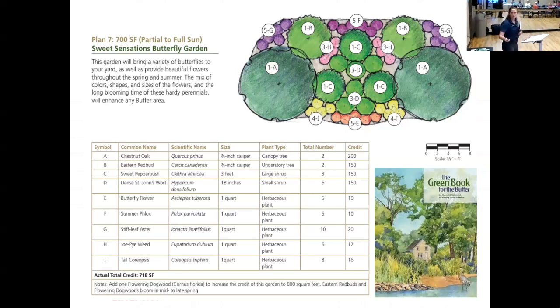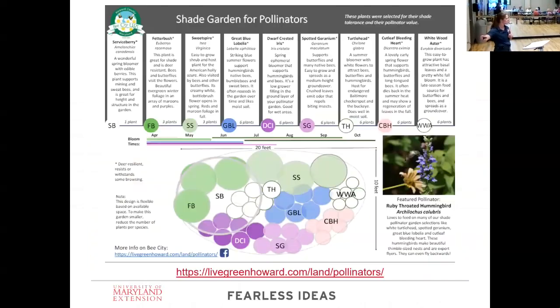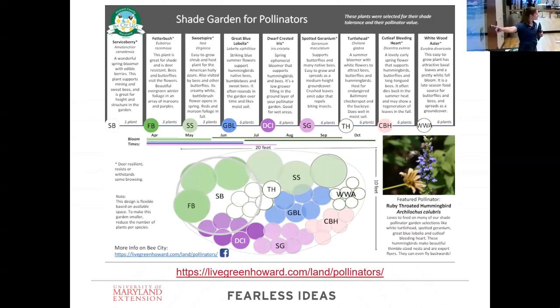The other resource I like to talk about is from the Howard County government, but it was a partnership with Master Gardeners. I believe Master Gardeners helped develop these different templates. This is just an example of one, but you can find all sorts of different templates on that website. This one is a shade garden for pollinators, and shade is usually a big challenge for pollinators because they prefer the sun. But some really great ideas.